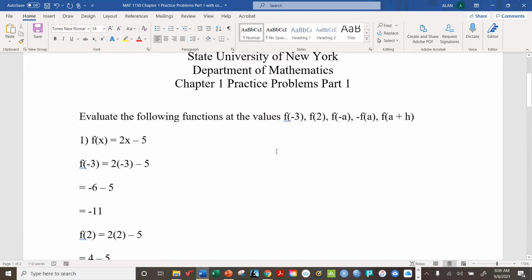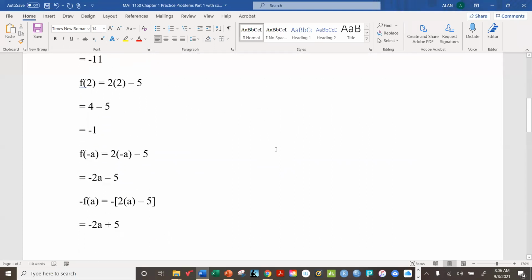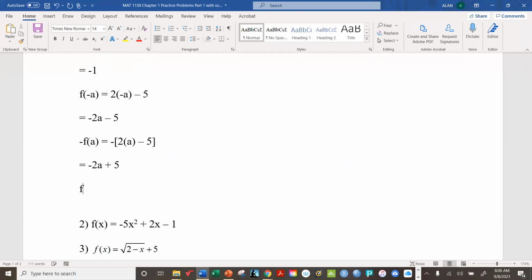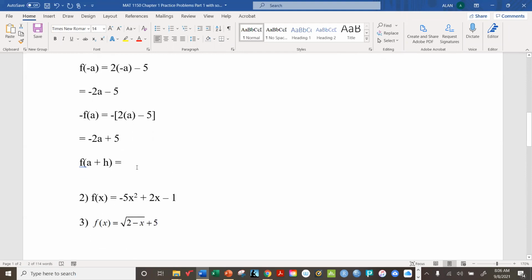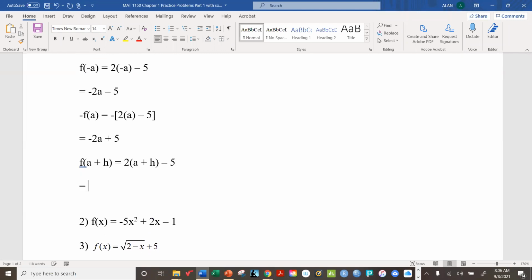And now this one's a little more challenging. f of a plus h. And again, those are both constants. So what you're doing is you're replacing the x with a plus h. And now you can apply the 2 to both terms inside those parentheses. You end up with 2a plus 2h minus 5. And that's it.